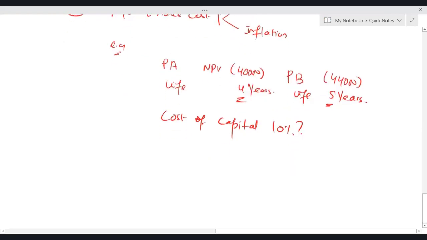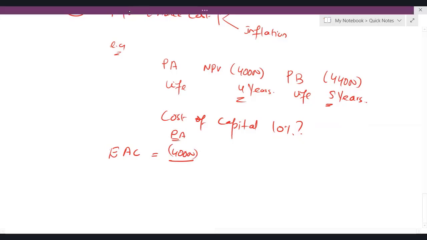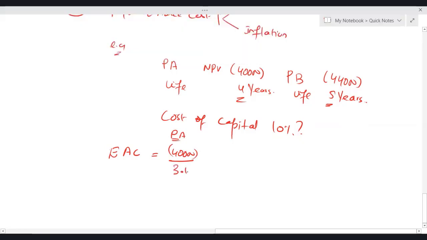So what do you have to do? Simply, you need to calculate the equivalent annual cost of each plant. Equivalent annual cost. If I take plant A, 40,000. At 10%, when the life is 4 years, the annuity factor is 3.17. So 40,000 divided by 3.17 results in 12,618.